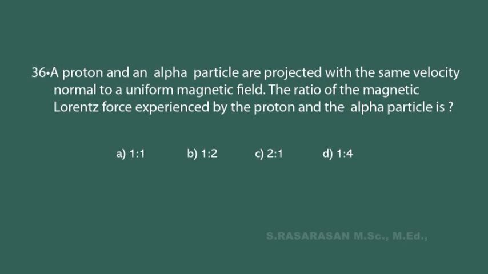A proton and an alpha particle are projected with the same velocity, normal, perpendicular to a uniform magnetic field. The ratio of the magnetic Lorentz force experienced by the proton and the alpha particle is dash.